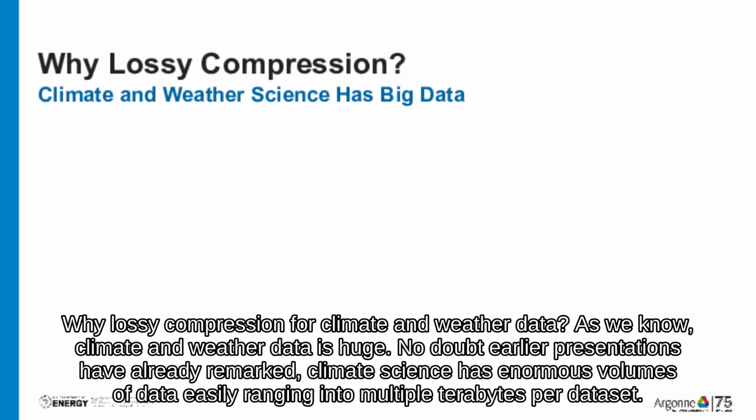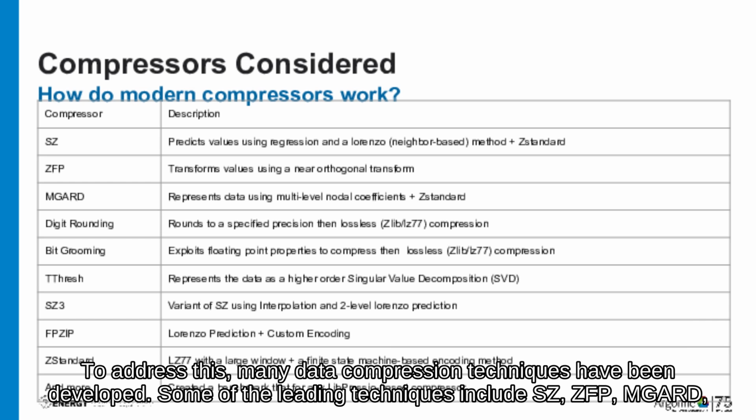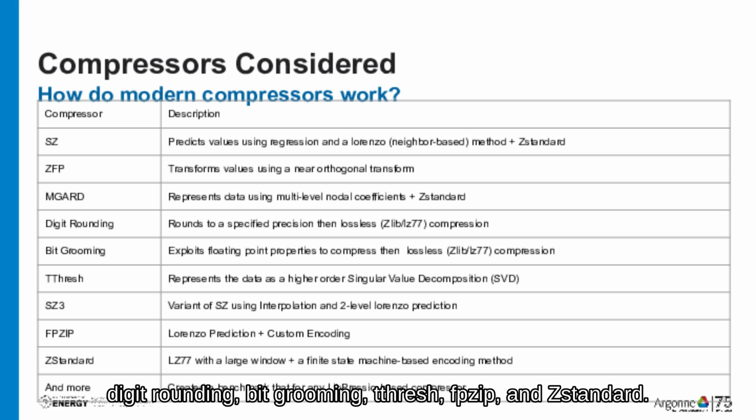As we know, climate and weather data is huge. No doubt, earlier presentations have already remarked that climate science has enormous volumes of data, easily ranging into multiple terabytes per dataset. To address this, many data compression techniques have been developed. Some of the leading techniques include SZ, ZFP, MGARD, digit rounding, bit grooming, TTHRESH, FPZIP, and Zstandard.